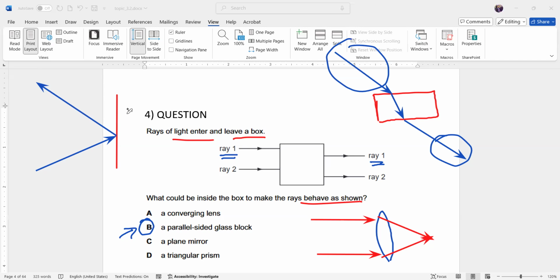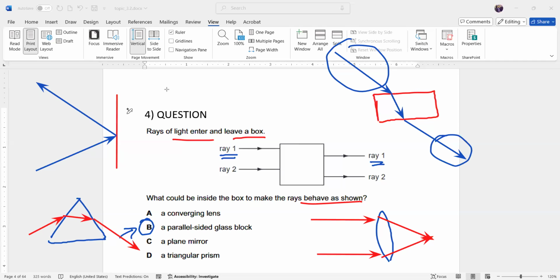And if it was a triangular prism, then what would a prism do? It changes the direction of the light. It won't be parallel, like the rays strike. First it bends towards the normal, then bends away from the normal. So the direction will also change. So B will be the right answer for this. A prism also changes the direction of the light. That's why it cannot be.